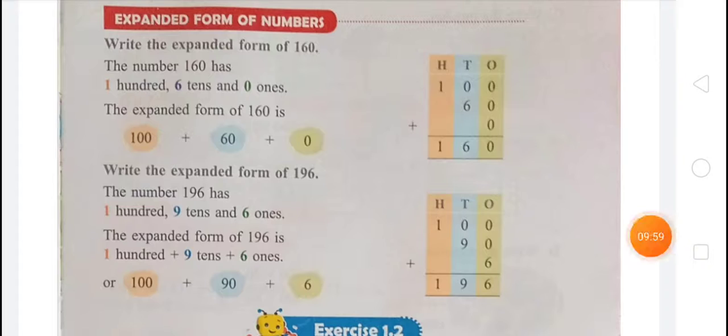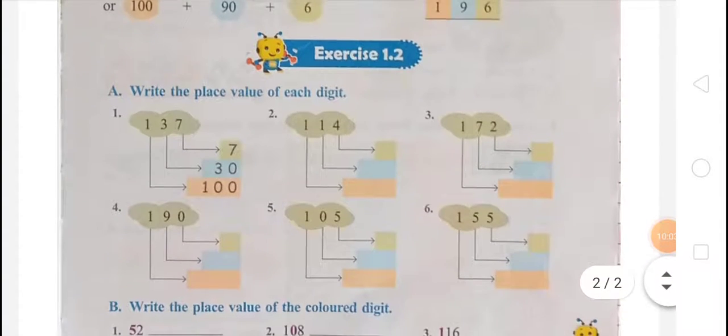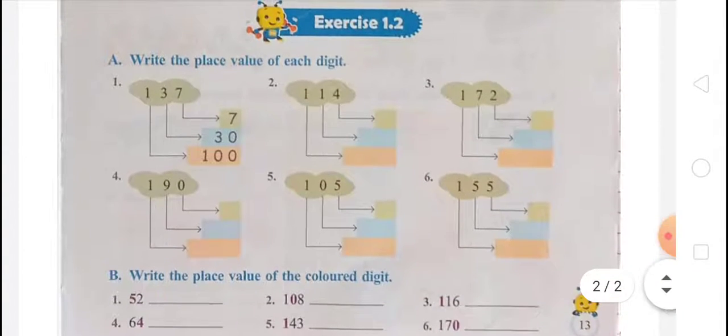Come on, exercise 1.2. That is, write a place value of each digit. You have to write a place value of these digits. In 137, 7 is in the ones place, so its place value is 7. 3 is on tens place, so its place value is 30. And 1 is on hundred place, so its place value is 100.